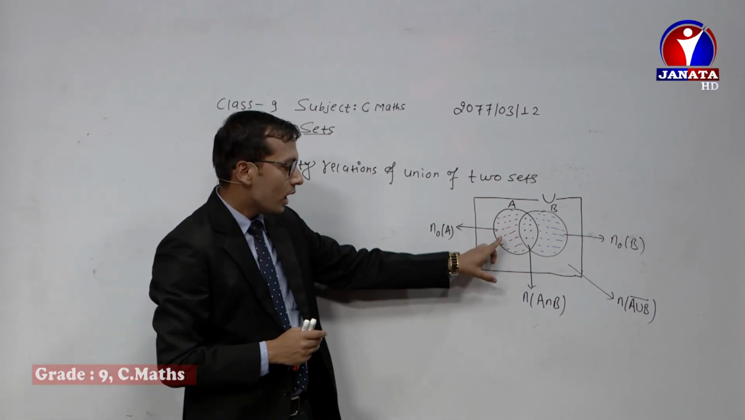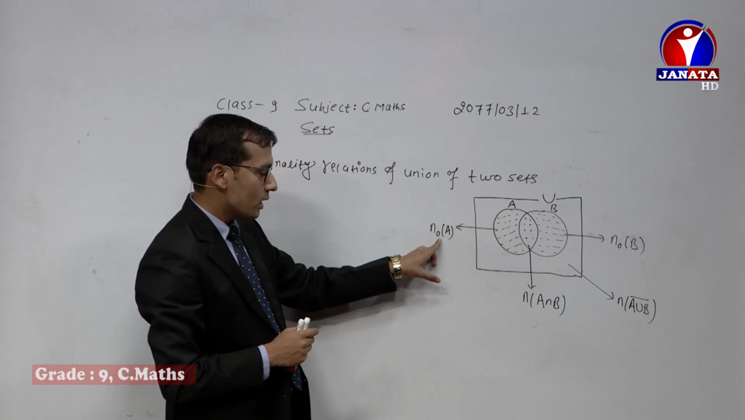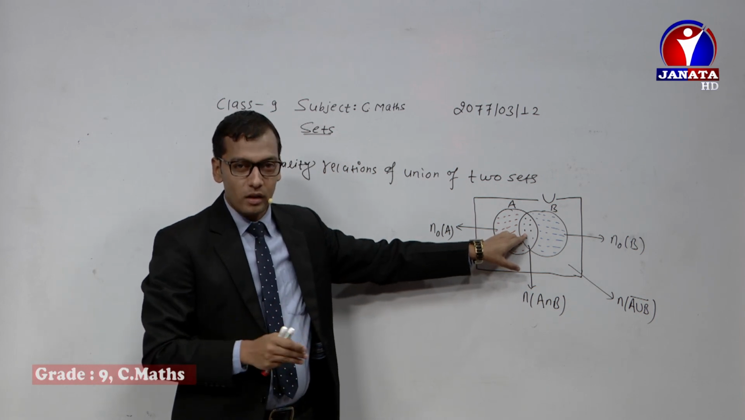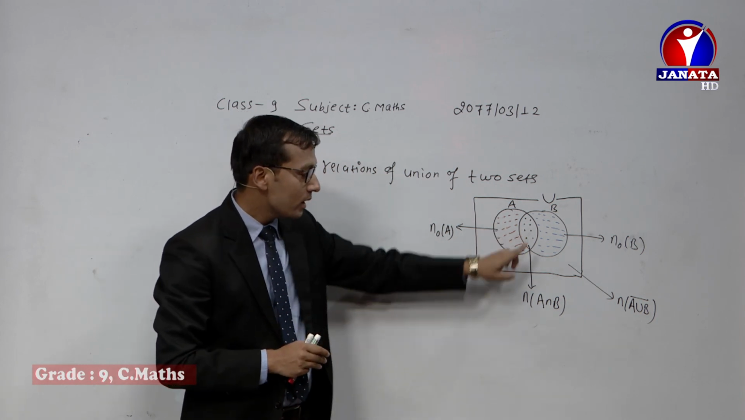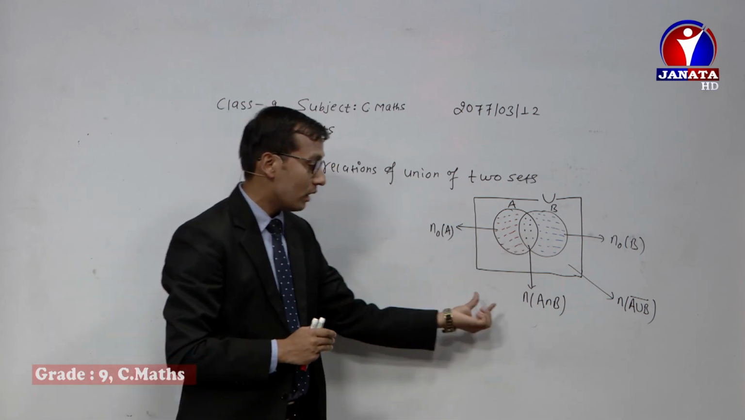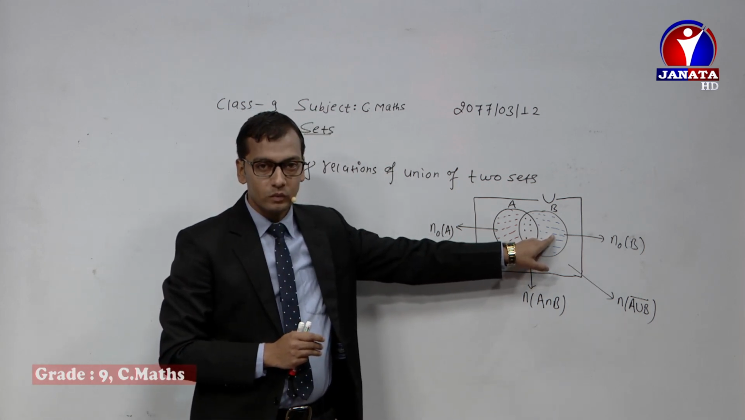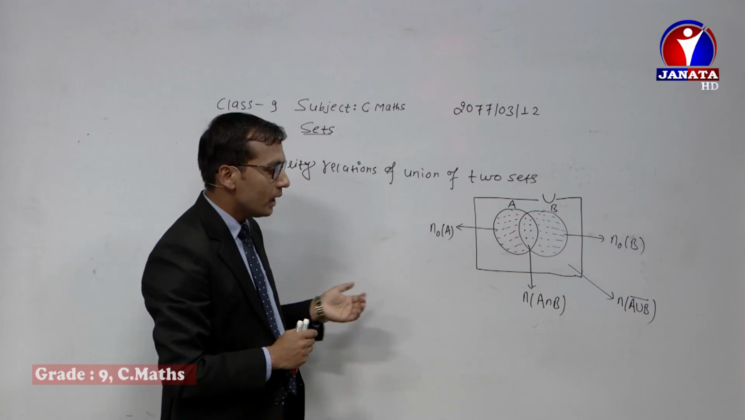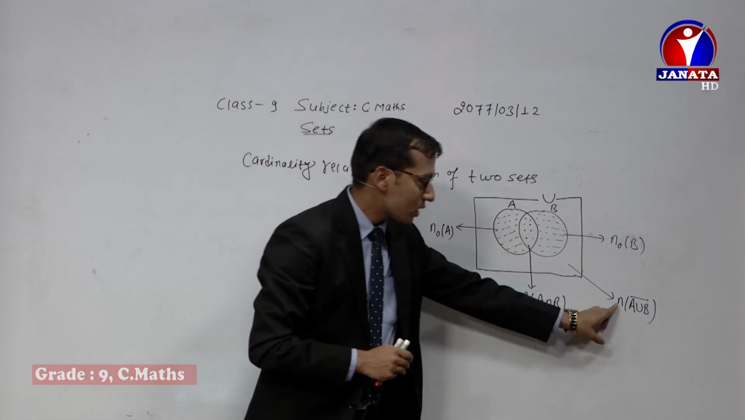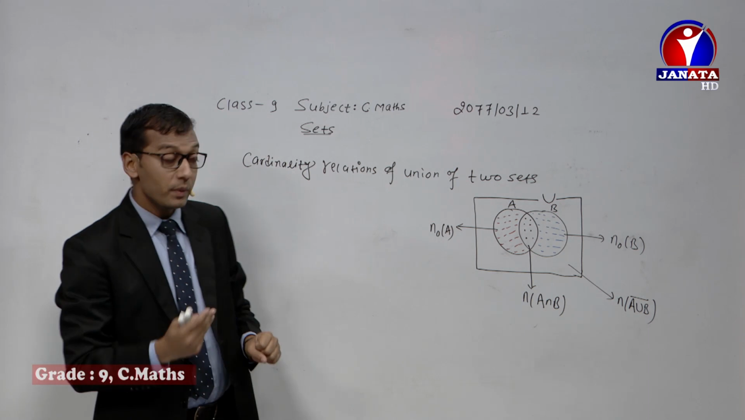In total, we can see in the diagram there are four different regions under the universal set U. The first region is n only A, or this is called A difference B. The middle region, which is the common region of the two sets A and B, is called the intersection of the two subsets, n of A intersection B. Similarly, the third region in the diagram is n only B, or this is also called B difference A, and the last one is the outer region, this is n of A union B complement.